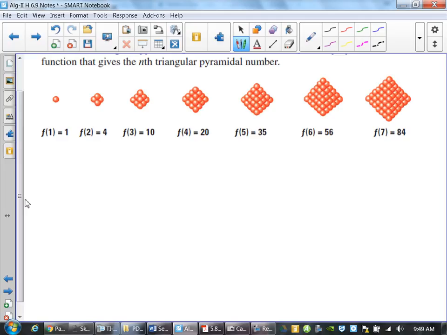So we're going to look at this here. We have f of 1 is 1, f of 2 is 4, f of 3 is 10, and then it goes 20, 35, 56, 84. We're going to try to figure out what would the degree of the function that's creating this be. So our list is 1, 4, 10, 20, 35, 56, 84.